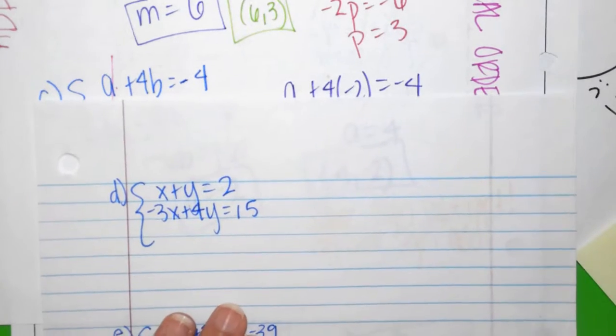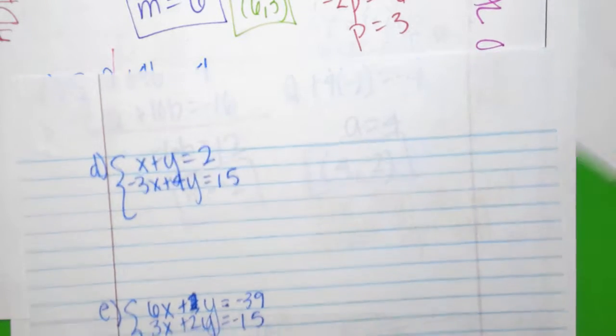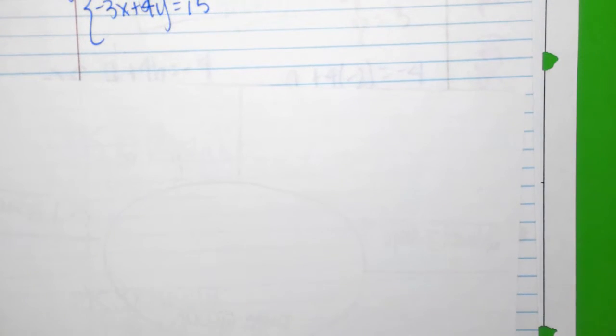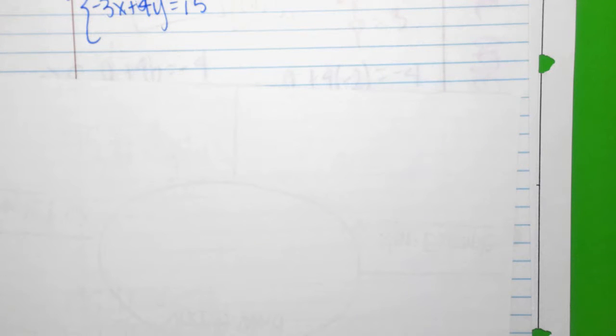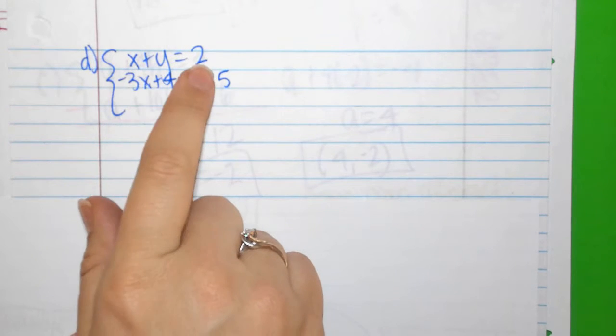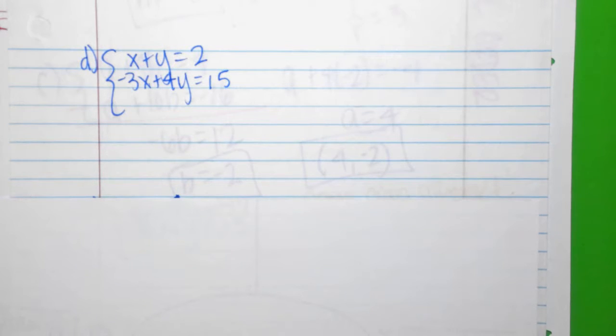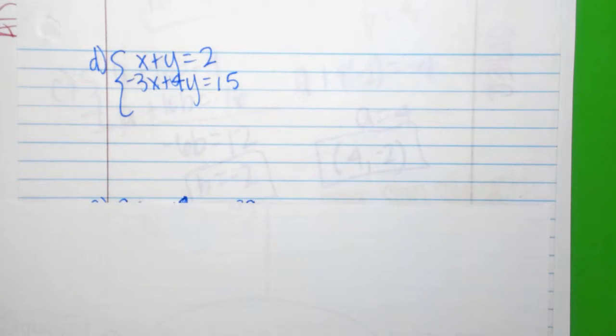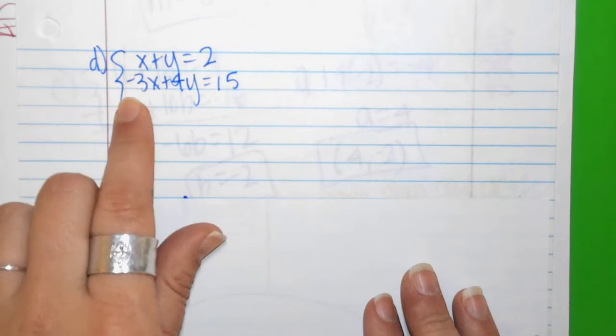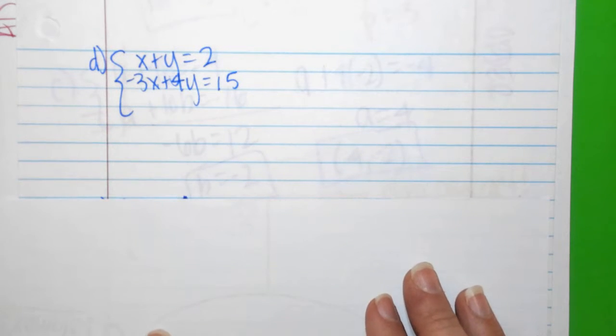Alright, here we go. Okay, so now we have x plus y equals 2, and negative 3x plus 4y equals 15. Don't say anything, don't ask any questions. I want you to just write it down and then think about how we would solve it. Negative 3x plus 4y equals 15.